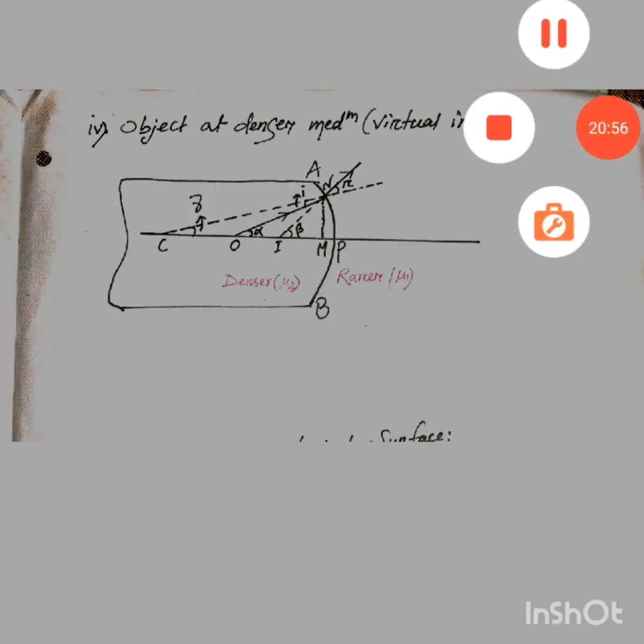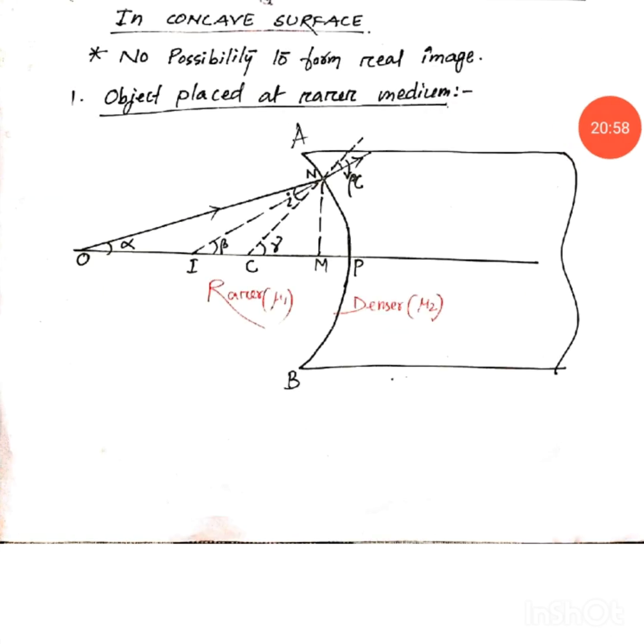But in case of a concave spherical surface, it is something else. A concave spherical surface, as I told you, is one whose surface is bending inward.